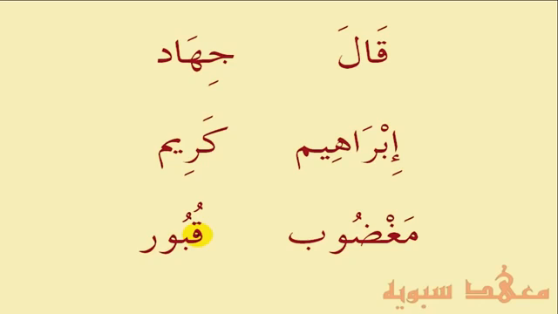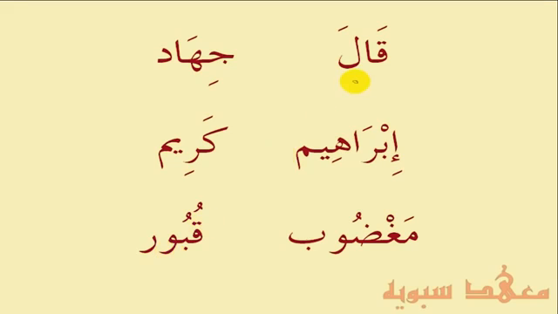And finally, here, qubur. Qubur. So there's the oo sound again. They have a ba with the dhamma, followed by the waw. So you can see how the long vowel is formed there. Now there is another mad, which is when two hamzas come together. But I actually thought that it would be more appropriate to mention that when we get to the introduction to Arabic grammar.